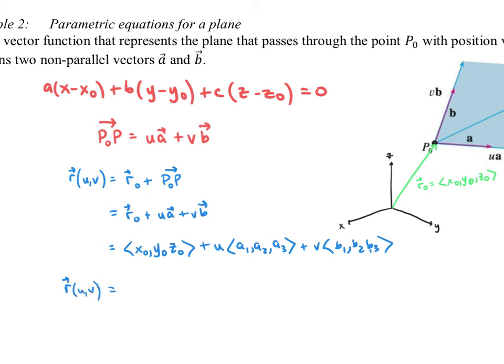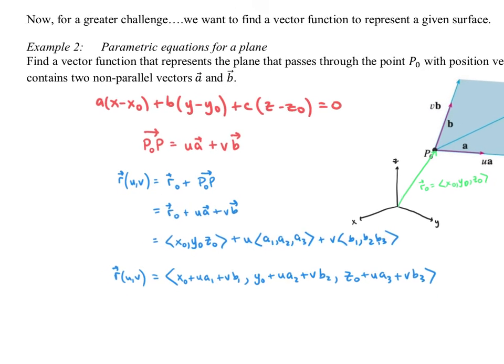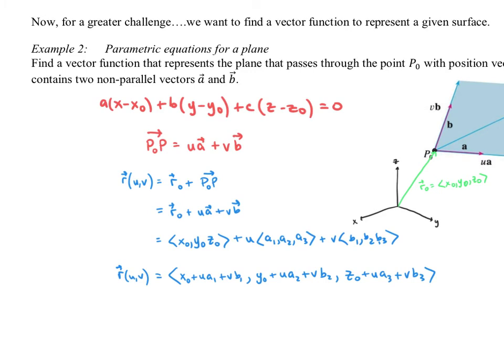So our vector equation for a plane would be the initial x plus u times a sub 1 plus v times b sub 1, y sub naught plus u times a sub 2 plus v b sub 2, and then z sub naught plus u a sub 3 plus v b sub 3. And this is now a representation of a plane.